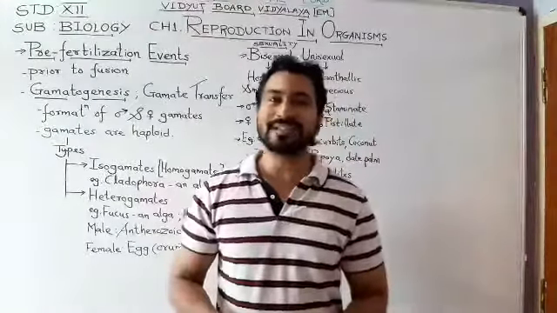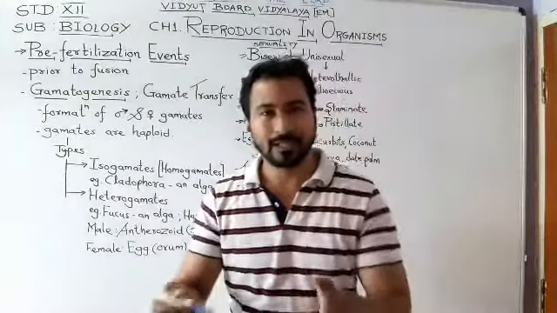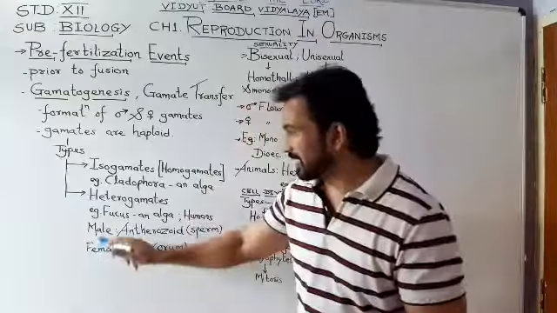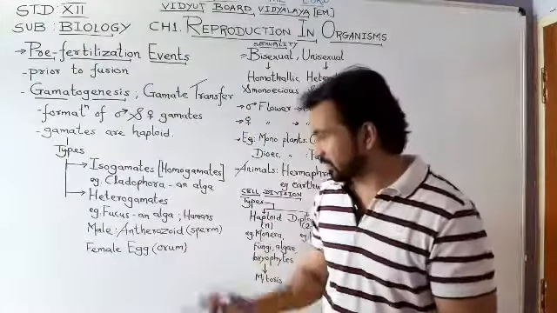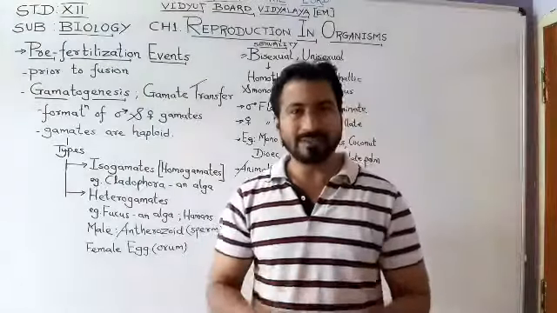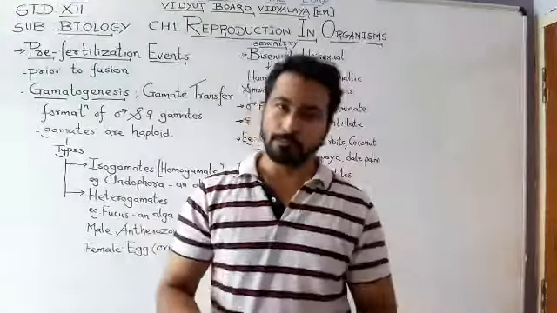Now there are specific names which are given to the male and the female gametes. What are they called? The male gamete is known as the antherozoid, also known as the sperm, and the female gamete is known as the egg or the ovum.